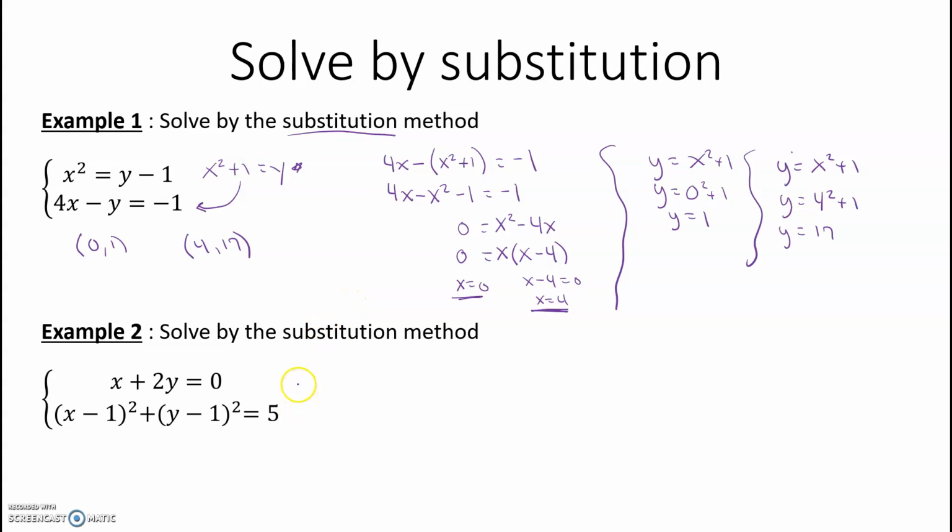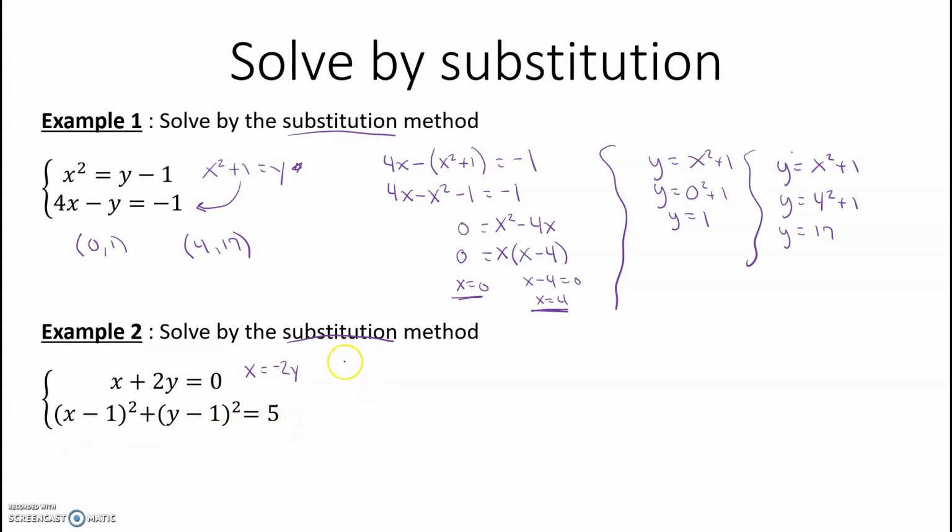Moving on to example 2. They still want us to use substitution. So we're going to stick with the substitution. Again, you want an x equals or a y equals. Right here, it's really easy to get x alone. Just subtract 2y from both sides. So we're going to say it's a negative 2y. That means everywhere you see an x, we're going to plug in negative 2y.